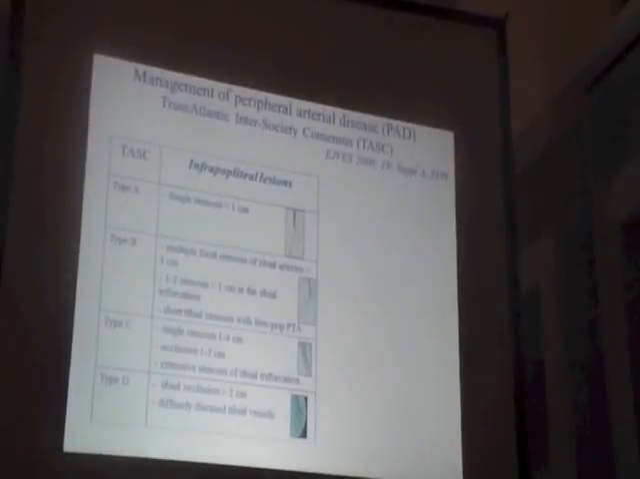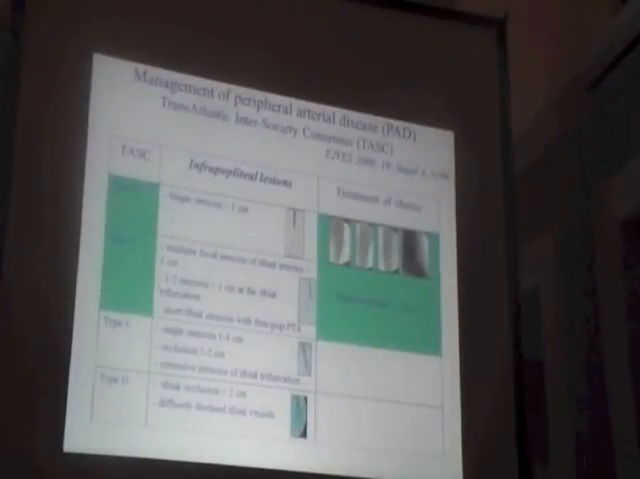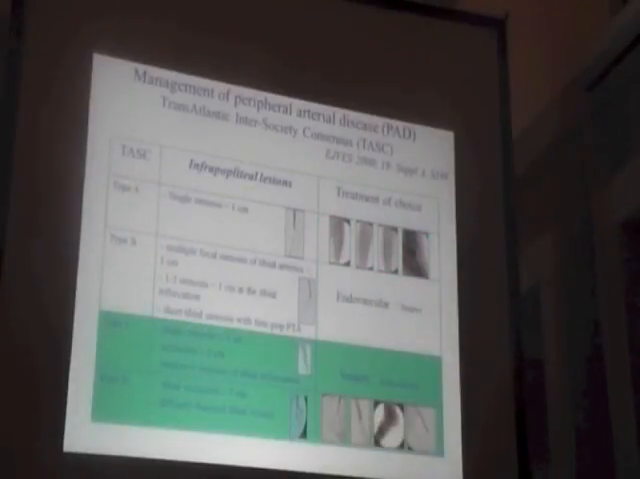And you know that the first classification of the first guideline was published in 2000 with the TASC. If you look at the TASC classification, you can see 4 different groups of lesions: TASC A and B, with the treatment of choice being endovascular therapy, and TASC C and D, with the treatment of choice being surgery. But if you look inside TASC C, you can see single stenosis between 1 and 4 centimeters, occlusion between 1 and 2 centimeters, extensive stenosis of the tibial trifurcation, and in type D you can see tibial occlusion of more than 2 centimeters and diffusely diseased tibial vessels.